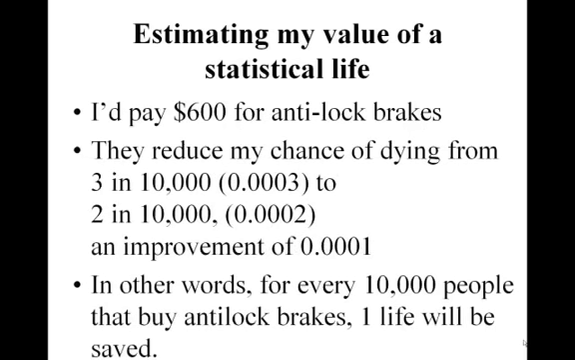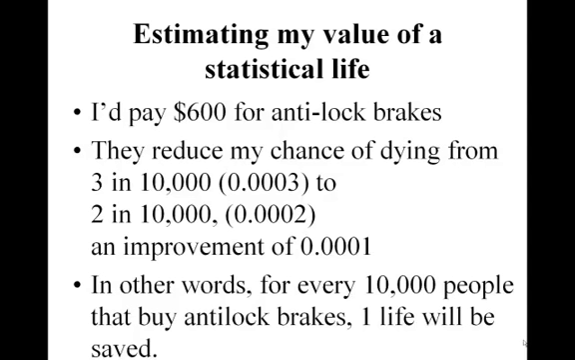So let's take an example. Suppose that I'd be willing to pay $600 for anti-lock brakes on my car. That is, in addition to the cost for the standard car, there's a $600 extra fee for anti-lock brakes, and I'm willing to pay that. I know that anti-lock brakes reduce the chance of my dying from 3 in 10,000, or 0.0003, to 2 in 10,000, or 0.0002. So I'm getting a slight reduction in the risk that I'll die from a car crash, an improvement of exactly 0.0001.